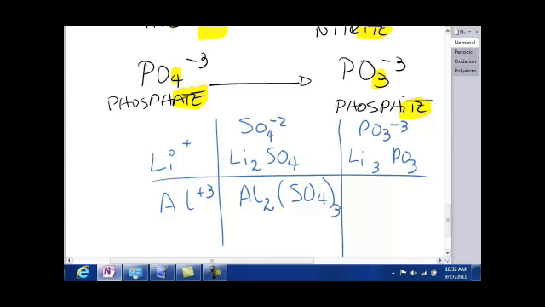It's the easiest category to memorize. After you memorize your polyatomic ion, just call the metal lithium, call the polyatomic ion phosphite. This guy is phosphite. Okay? What about the other way around? What is the name for this fellow? Aluminum phosphite. Okay?